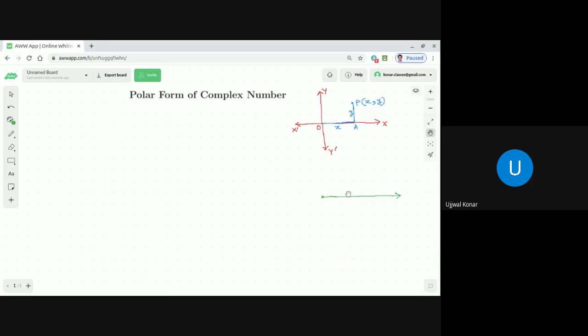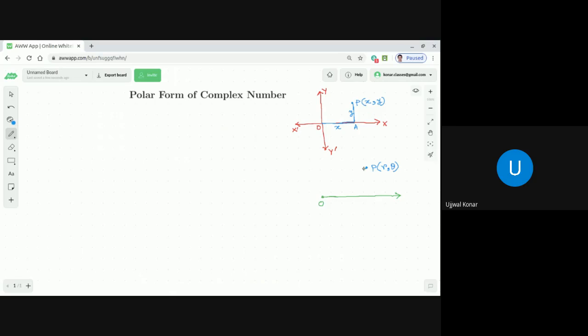Then, dear students, we choose a point P in this coordinate system. Suppose this is the point P. We are going to describe the point P by means of two parameters. The first parameter is known as r, and the second parameter is known as theta. We can call the fixed point O. And what is that r and what is that theta?